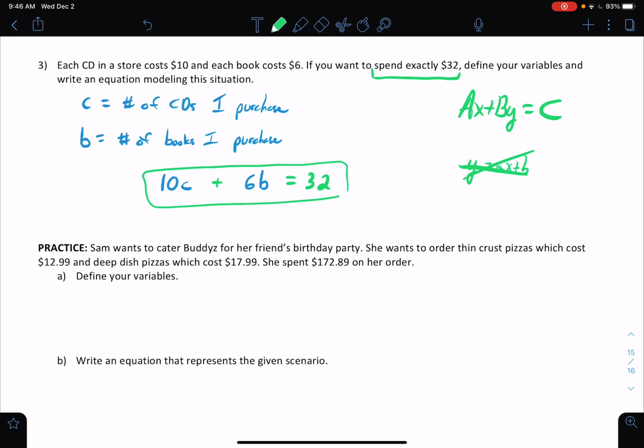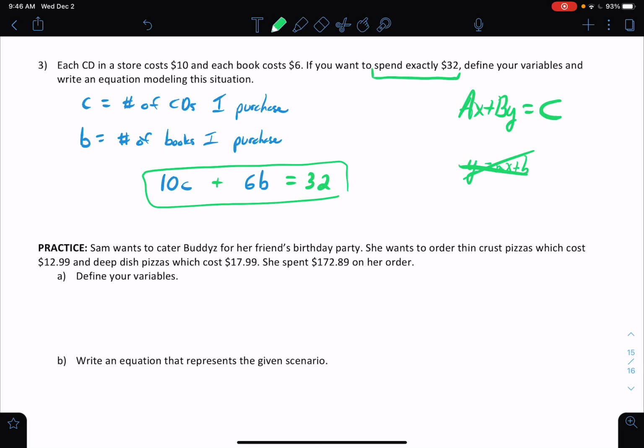Okay, so a big key job that you have is identifying whether you're going to write your application problem in slope-intercept form or whether you're going to write it in standard form. Okay, so you really have to understand what's going on in the situation in order to correctly model that situation.